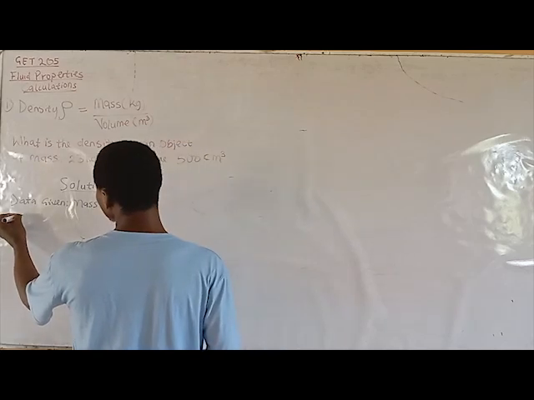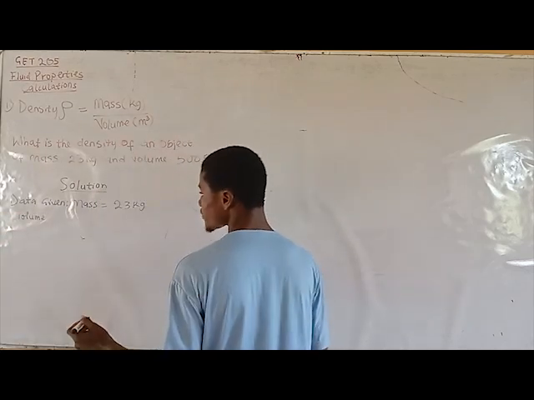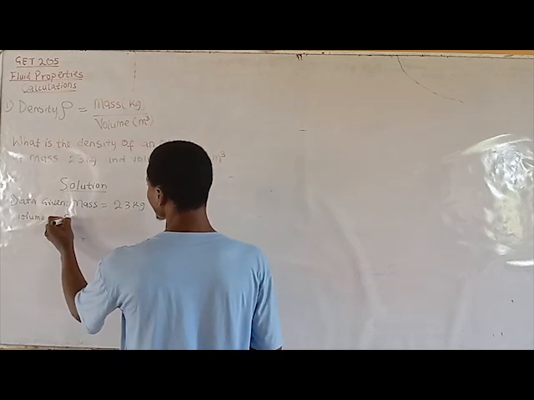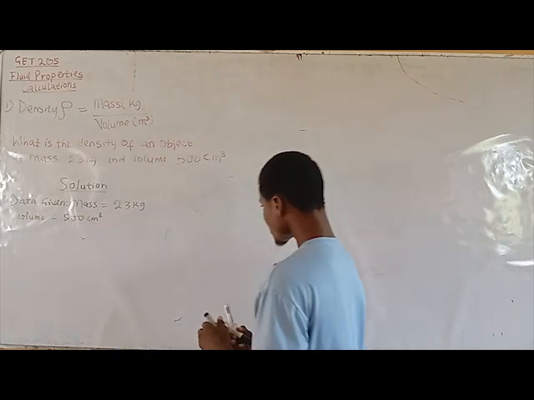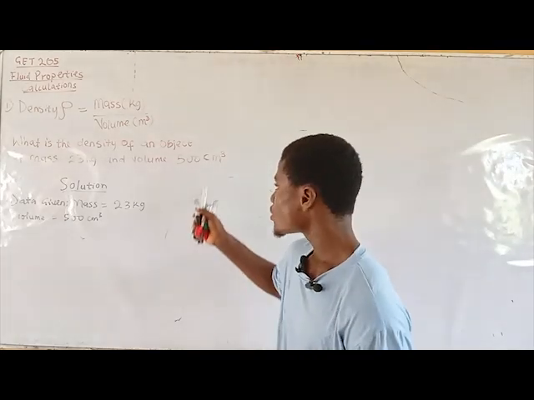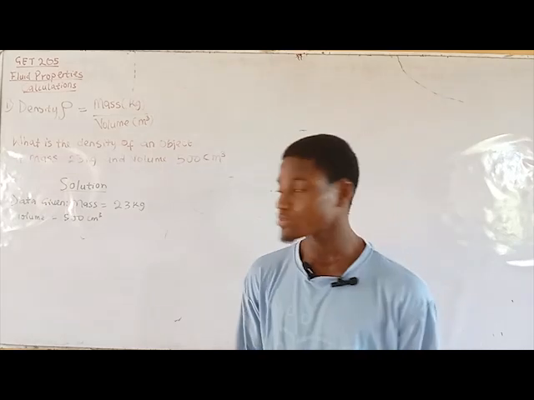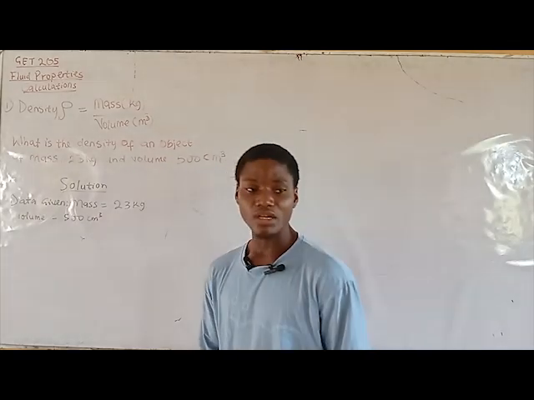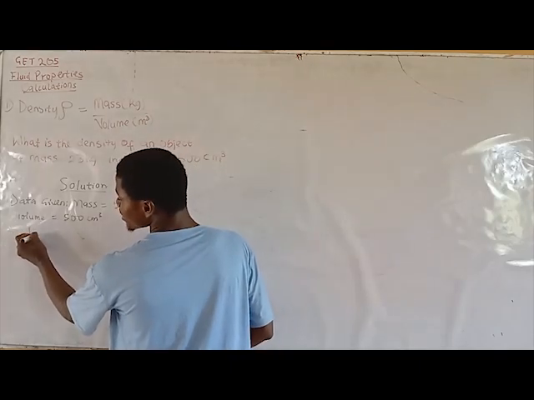But for our volume, okay? Please, are you following? Volume equals to 500 centimeter cube. Now, you need to convert this volume from 500 centimeter cube to meters cube. But that would be impossible if you don't know how many centimeter cubes make 1 meter cube.